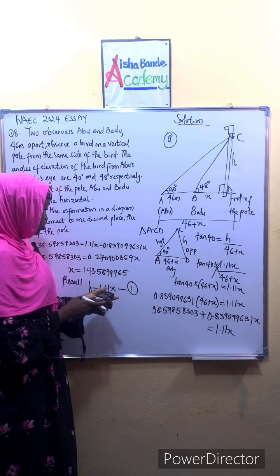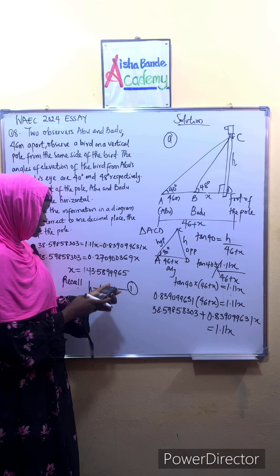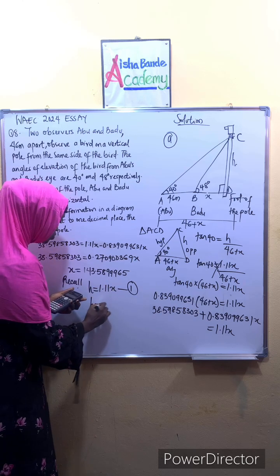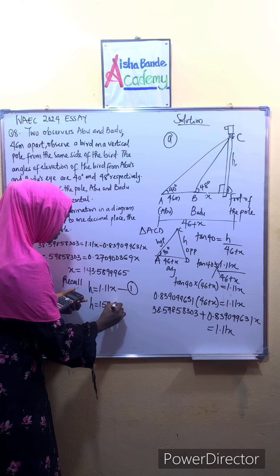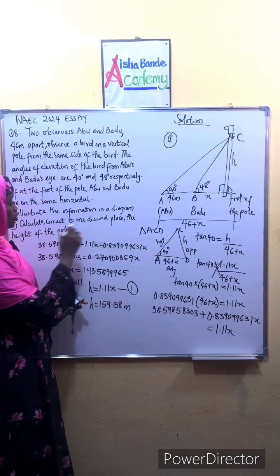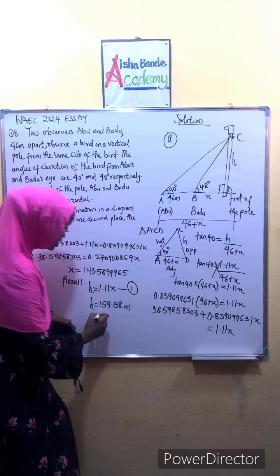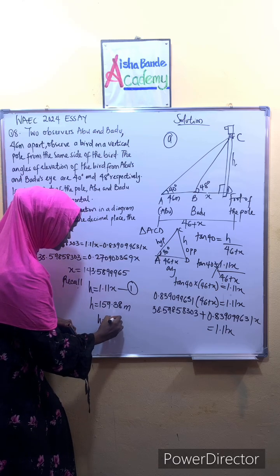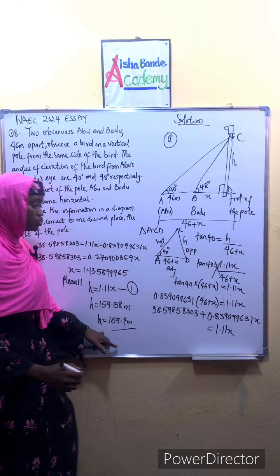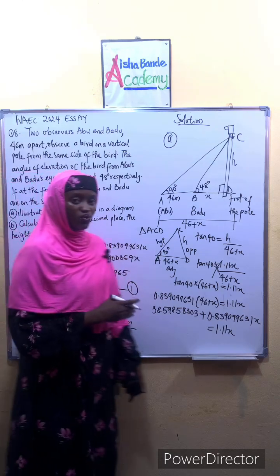So this becomes 1.11 times the value for x. Here we have h is equal to 159.38 meters. But the instruction says that we should calculate correct to one decimal place. So we have the height is 159.4 meters. So this is the height of the pole as requested from the question.